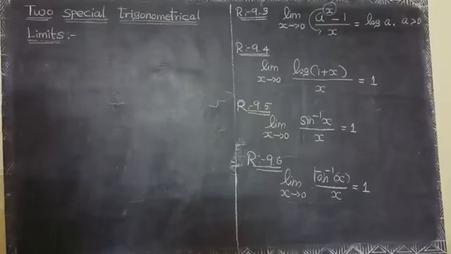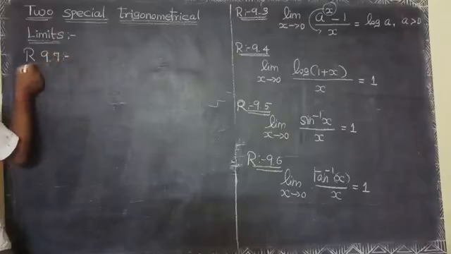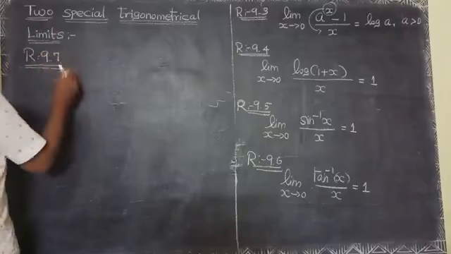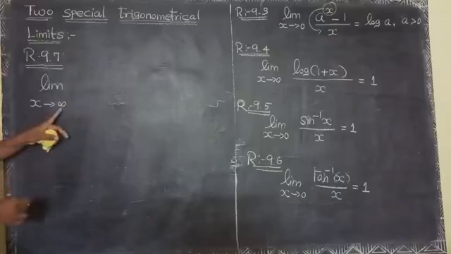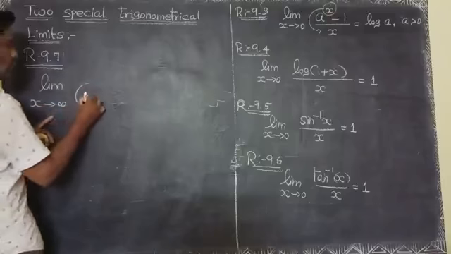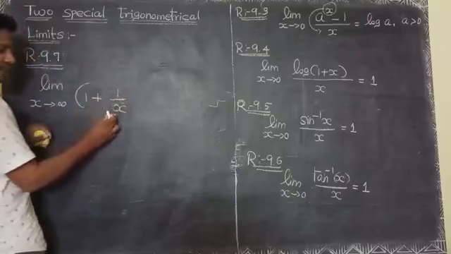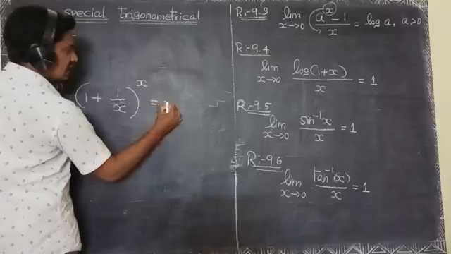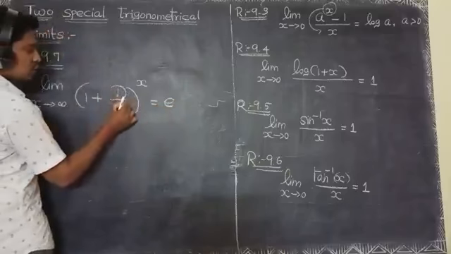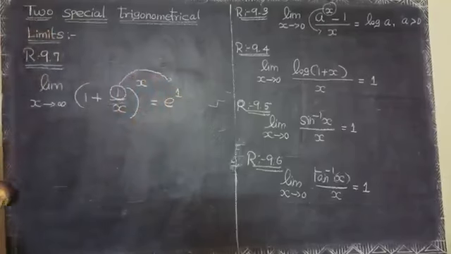Next, result 9.7: limit x approaches infinity, that is, limits at infinity, of 1 plus 1 divided by x, whole power x, is equal to e. The numerator has 1, which means e power 1.